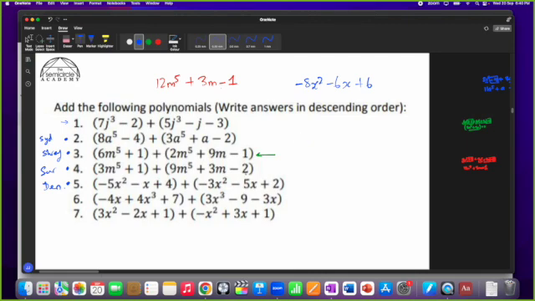So I'm going to remove these brackets one time. So I'll have minus 5x squared. Should I give all of you that one? And then I have minus x plus 4. And then I have plus this plus sign here. And I have minus 3x squared minus 5x plus 2.